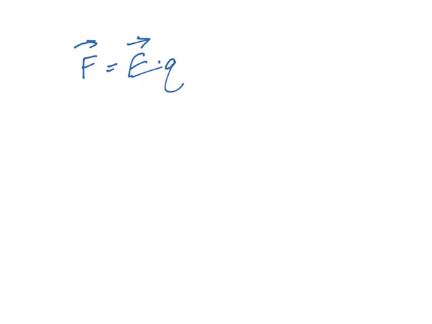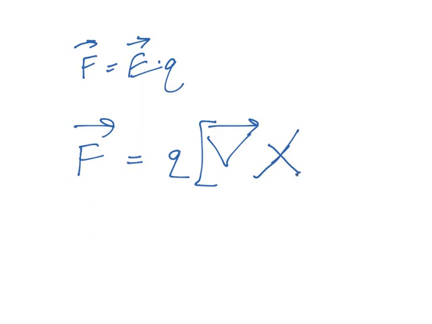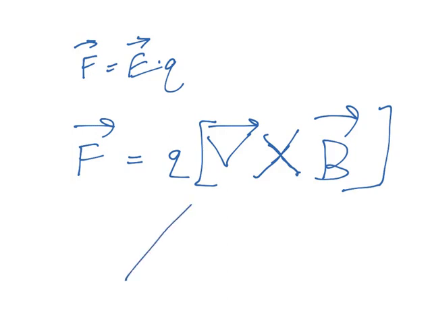So it turns out that the force on a charged particle moving in a magnetic field is equal to Q times V cross, as in big cross, B. Again, this contraption right here is referred to as a cross product. It's a way of multiplying vectors.